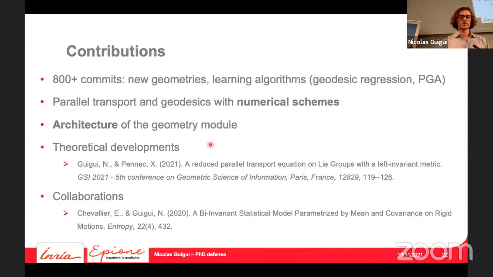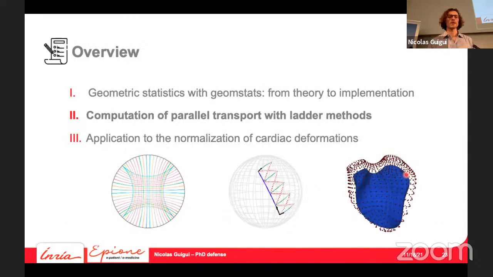This work led to theoretical developments. For example, I derived a reduced parallel transport equation on Lie groups with a left-invariant metric. And it led to collaborations. For example, with Emmanuel Chevallier, I performed tests for his bi-invariant statistical model on the group of rigid body transformations. So we can now focus on the computation of parallel transport with ladder methods.